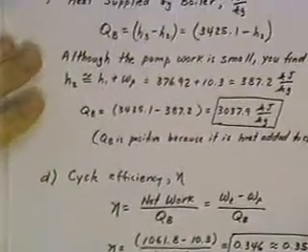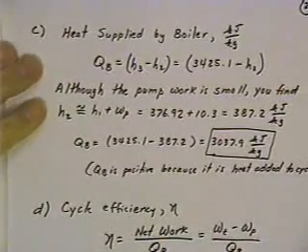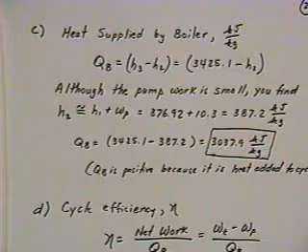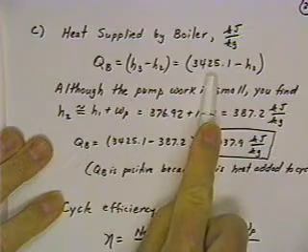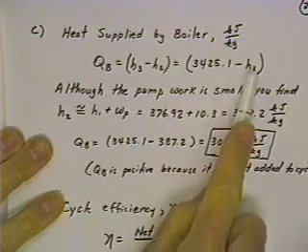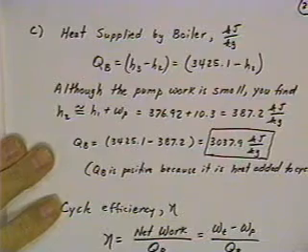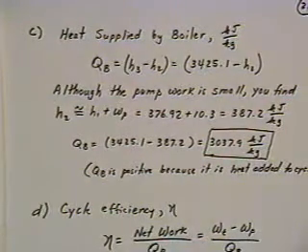Okay, so now this is a matter of finding Q sub B, which is H3 minus H2. H3 we've already found is 3225.1, the enthalpy at point 3. Now we've got to find H2.